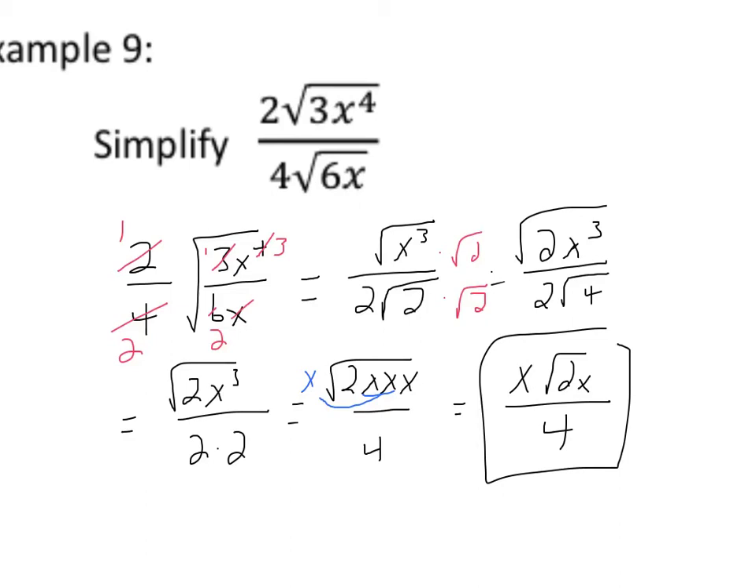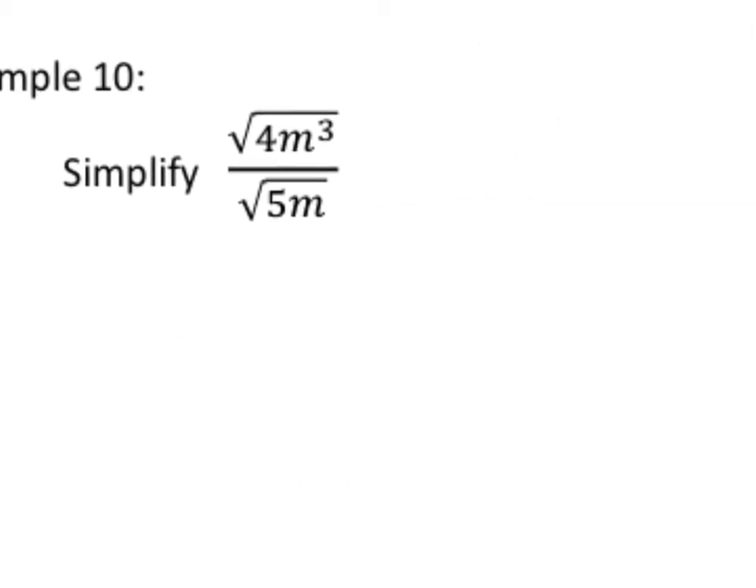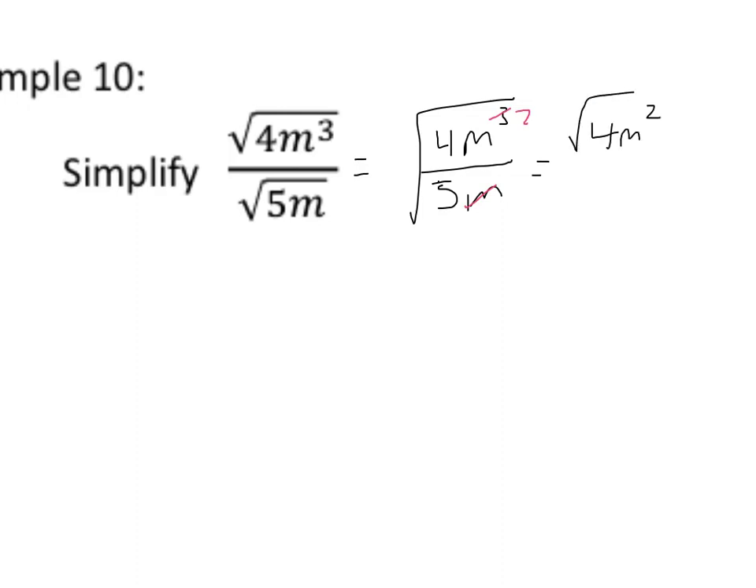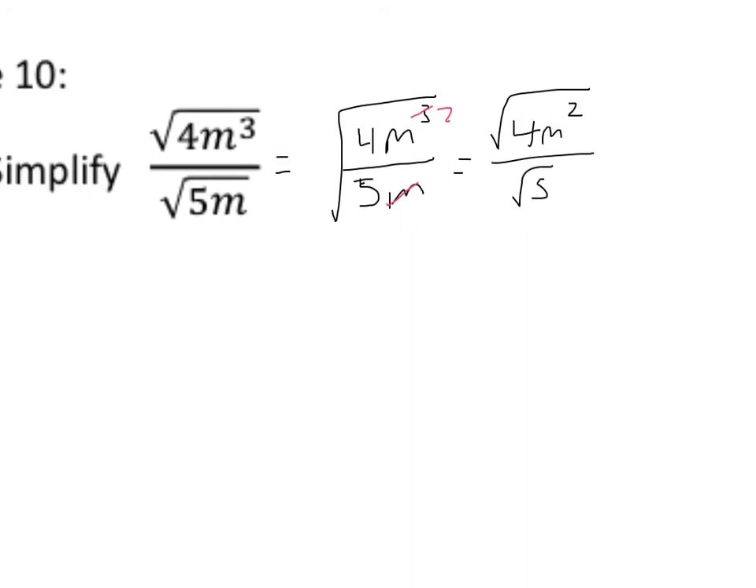And our last one, notice they're both in roots, so I can rewrite this just to see if anything simplifies before I have to rationalize. And I notice that I have 3 m's on top, 1 below, so I can cancel out one of those. And now on the numerator we have 4m squared. On the bottom I just have root 5 now. So that makes it a little bit easier to deal with.